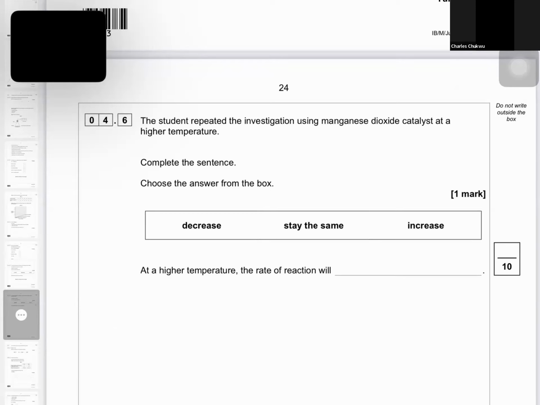The student repeated the investigation using manganese dioxide catalyst at a higher temperature. At a higher temperature, the rate of reaction will... Do you think temperature would affect this reaction? I'm not sure. I don't think it will. The rate of reaction is not affected by the temperature. Does it stay the same?